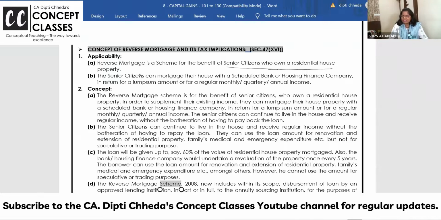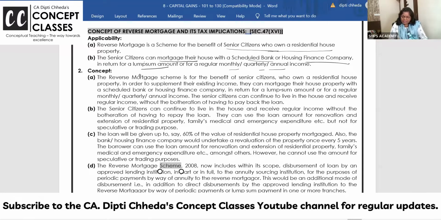a residential house, not commercial property. Senior citizen can mortgage. I hope mortgage word is clear. With a scheduled bank or housing finance company in return of a lump sum amount or a regular monthly quarter. You know, they can go कि चलो every quarter please give us 3 lakh rupees. हमारा monthly खर्चा तो होता ही है, पर आप ना हर month इतना दे दो, or you give us quarter. They can decide on how they want the payment to be released.